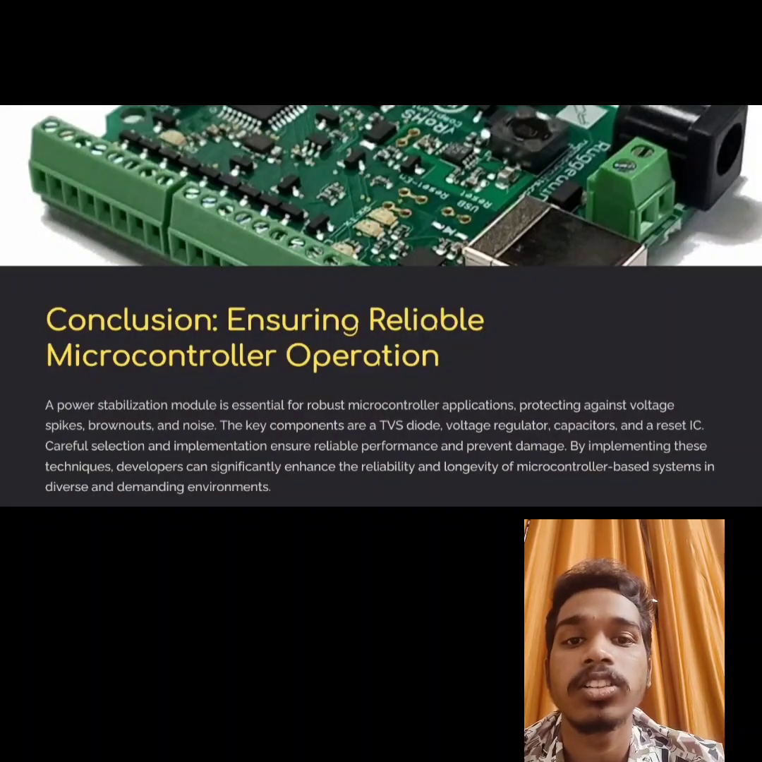So my ninth is conclusion. Ensuring reliable microcontroller operation, a power stabilization module is essential for robust microcontroller applications, protecting against voltage spikes, brownouts, and noise. The key components are a TVS diode, voltage regulator, capacitors, and a reset IC. Careful selection and implementation ensure reliable performance and prevent damage. By implementing these techniques, developers can significantly enhance the reliability and longevity of microcontroller based systems in diverse and demanding environments.